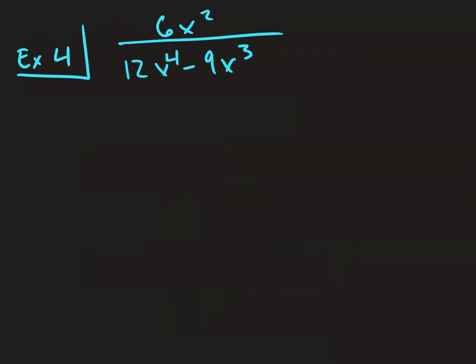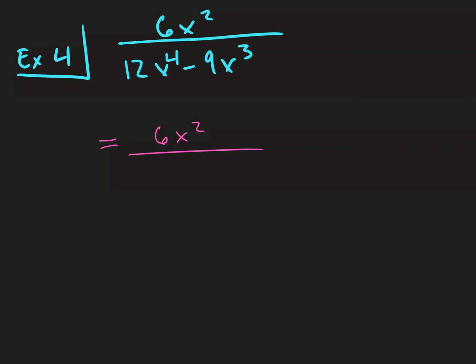So in example number 4, we have a monomial 6x squared over this binomial of fourth degree, 12x to the fourth minus 9x cubed. So let's factor. Now our numerator is a monomial, so you can't really do anything to factor a monomial, so we're going to just keep it as 6x squared.